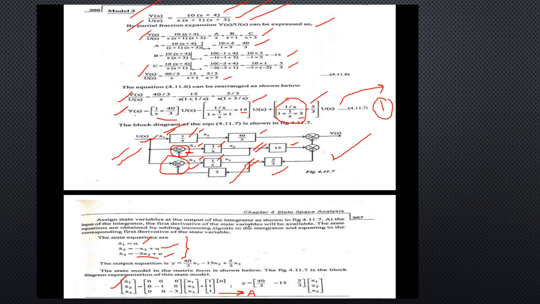Similarly, from the constructed block diagram write the output equation. What is the output from the block diagram? The output equation y can be written as y equal to 40 by 3 x1 minus 15x2 plus 5 by 3 x3. From the block diagram, if we observe clearly, the output y of s can be written as 40 by 3 into x1 minus 15x2 plus 5 by 3 x3. Arrange the output equation also in matrix form, then we will get the output equation, which is given by equation B.